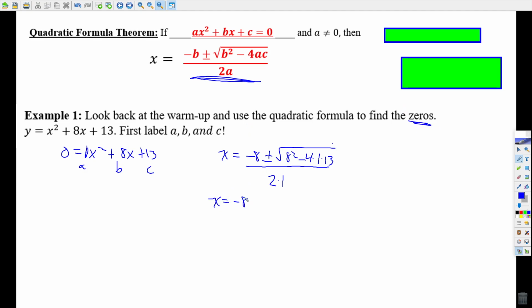What I would highly suggest is that you do the inside of the square root first. So that's kind of key here. We want to do this part first, get rid of this nasty square root symbol, and then we can keep going with it. So let's go ahead and figure out what's inside the square root. We have 8 squared, which is 64, minus 4 times 1 times 13. So you basically figure out what 4 times 13 is, and that is 52.